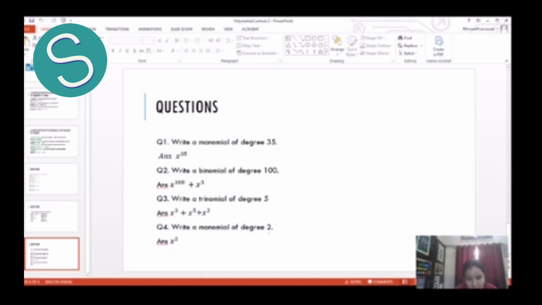Last is: write a monomial of degree 2. Monomial means a polynomial with only one term, and whose degree should be 2. So x to the power 2 is a monomial of degree 2.